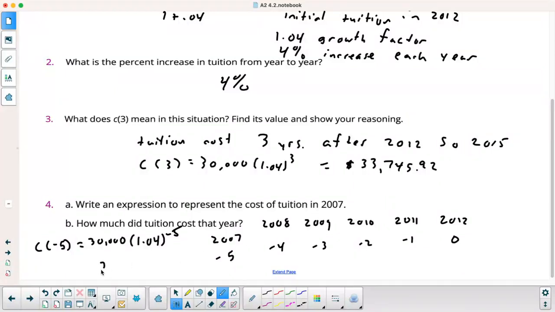So I end up getting 24,657.81. All right, so that would be your answer. Kind of tricky there.